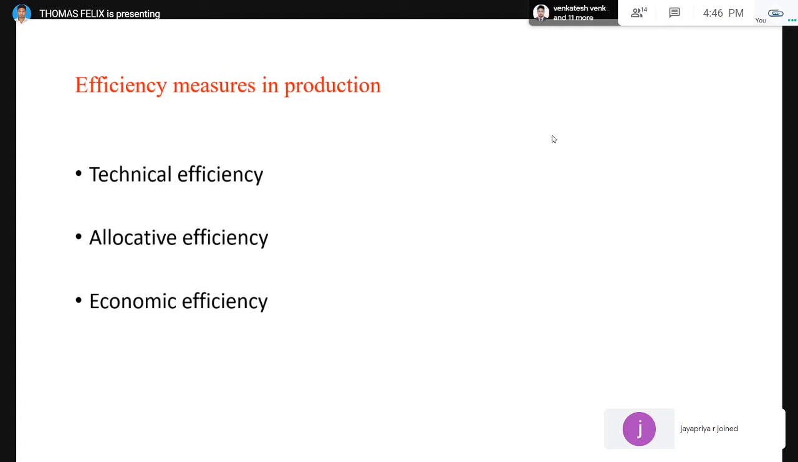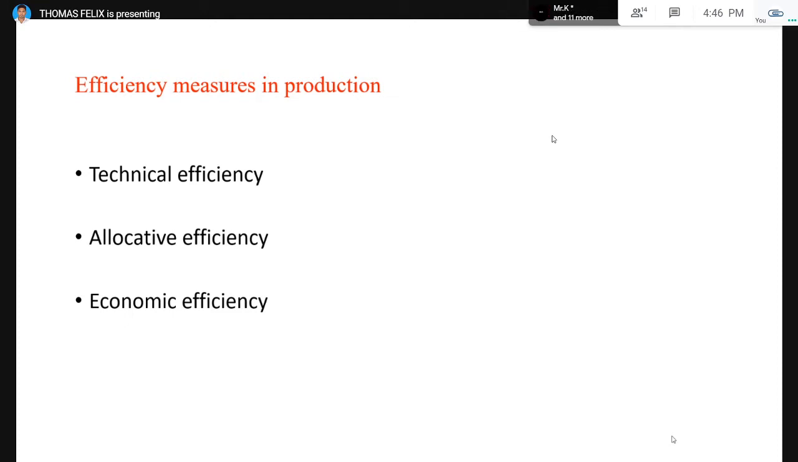economic efficiency. Allocative efficiency means how the farmer is allocating his inputs based on the prices. That is, in the case of the marginal rate of technical substitution with the price ratio, we need to equate the MRTS to the price ratio. Then only can we get the allocative efficiency.